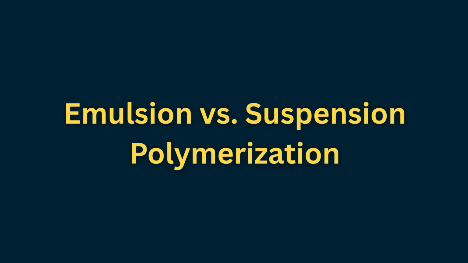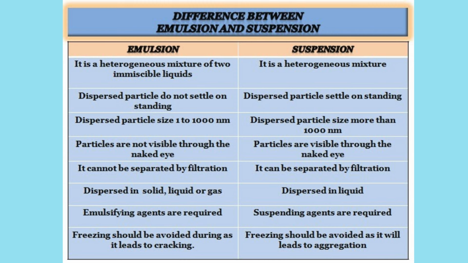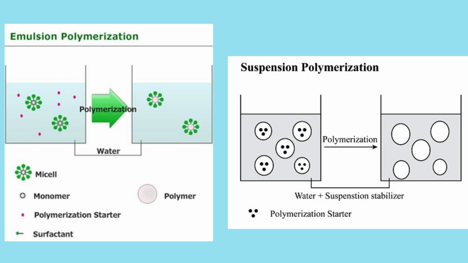Emulsion versus suspension polymerization. Emulsion and suspension polymerization are both heterogeneous, free radical, water-based methods used to produce polymers, often with high heat control. Suspension polymerization creates large, suspended beads, 10 to 1,000 micrometers, using monomer-soluble initiators and droplets, whereas emulsion polymerization creates tiny, stable particles, 0.05 to 1 micrometer, using surfactants, water-soluble initiators, and micelle formation.